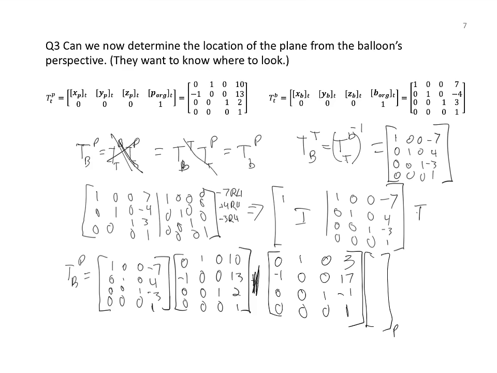So we could take something from the plane's coordinates, say the origin of the plane, so that the people in the balloon would know where the plane is. We can multiply those two together, and what would we get? We would get 3, 17, minus 1, 1.